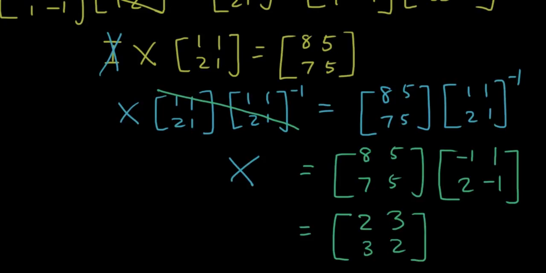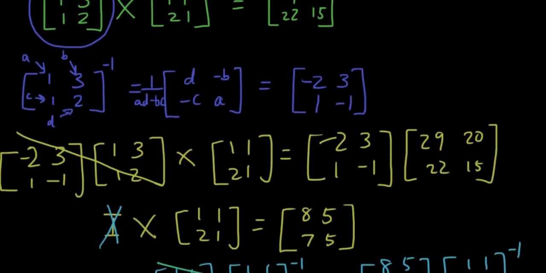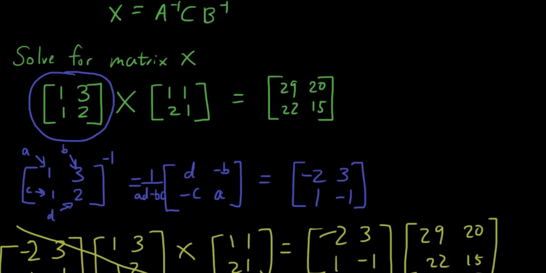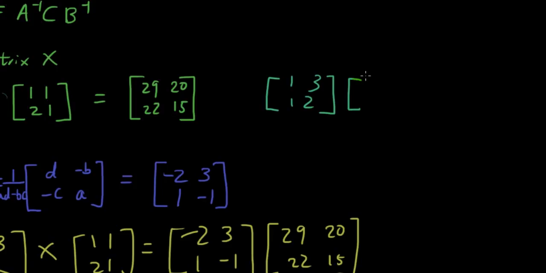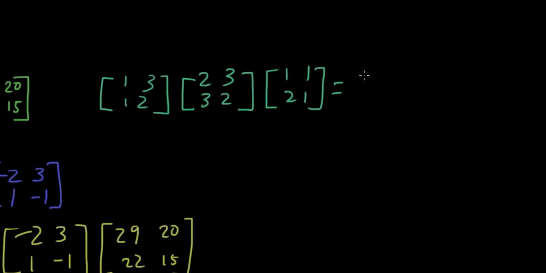Okay, so we have successfully solved the equation at the beginning. So X is equal to 2, 3, 3, 2. So if you wrote out this equation fully, you will get 1, 3, 1, 2 times 2, 3, 3, 2 times 1, 1, 2, 1 is equal to 29, 20, 22, 15. So if you don't believe me, have a go, type it all in, see if it works.